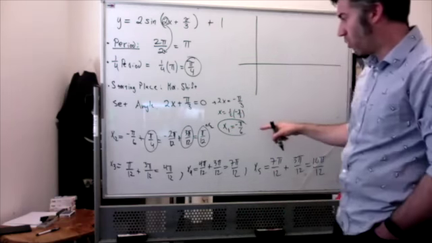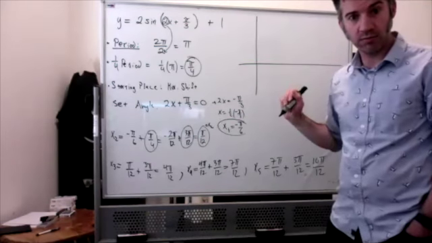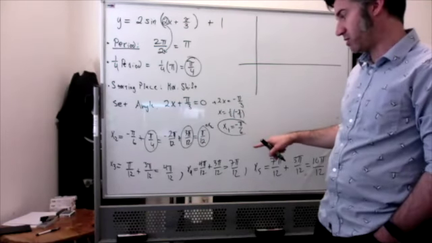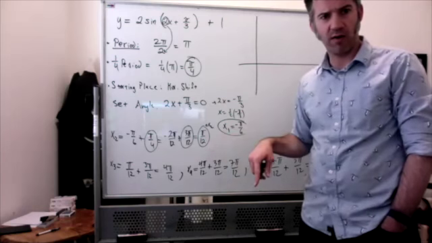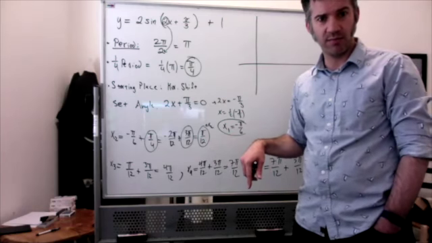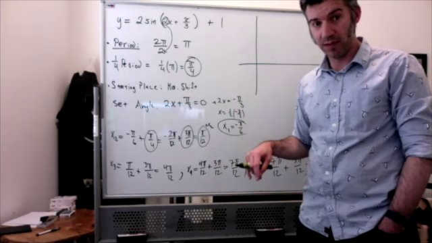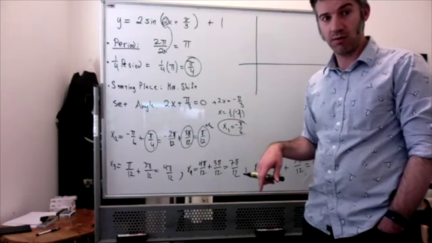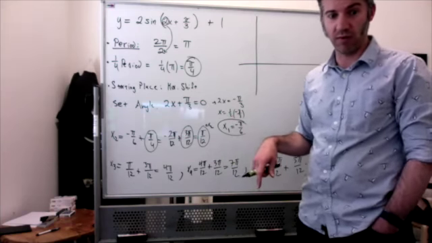So which one is further away from the origin? Negative pi over 6 or pi over 12? If you ignore the negative sign, which one is the bigger number? Pi over 6 or pi over 12?